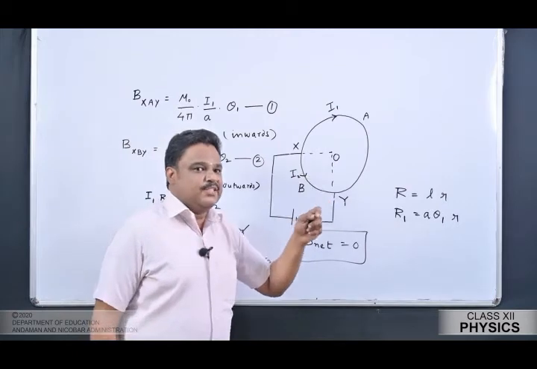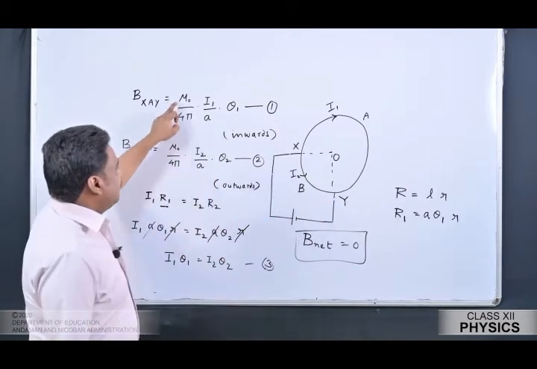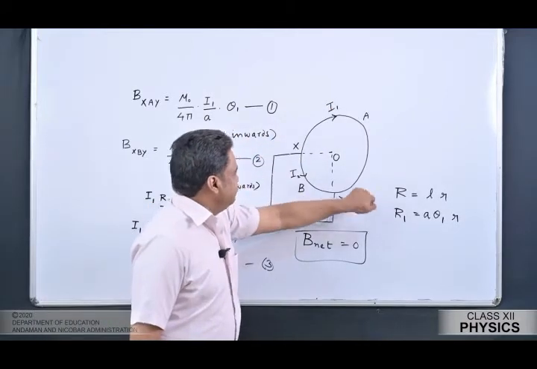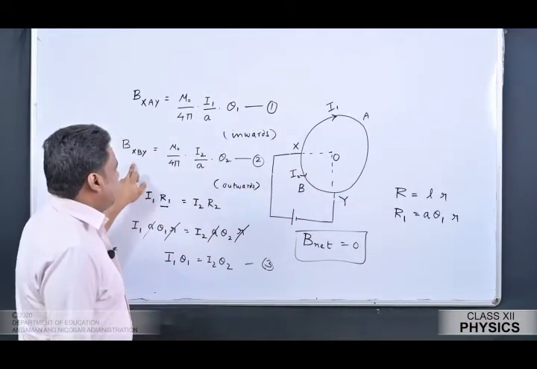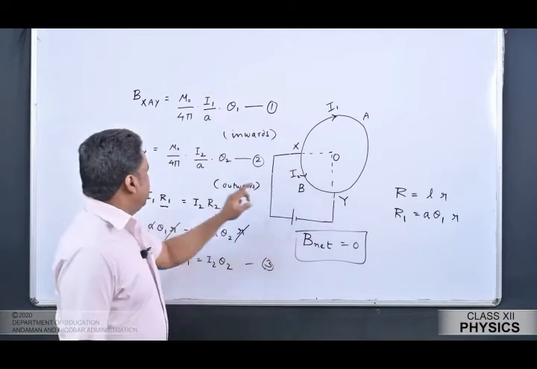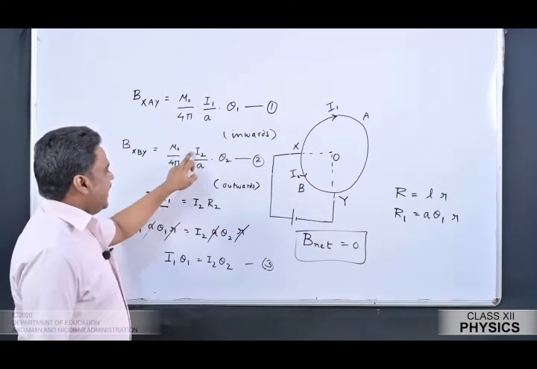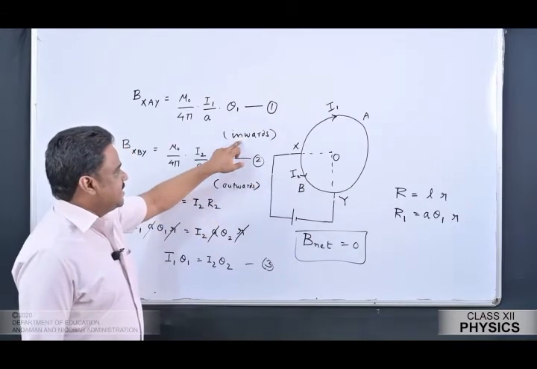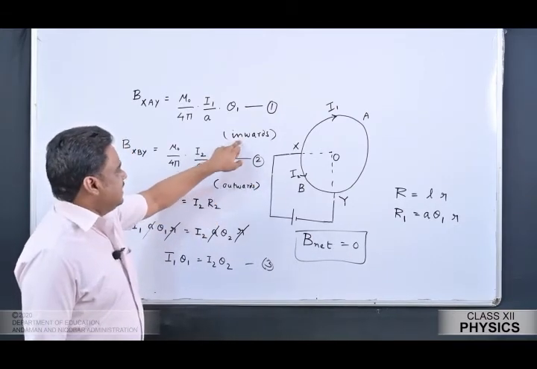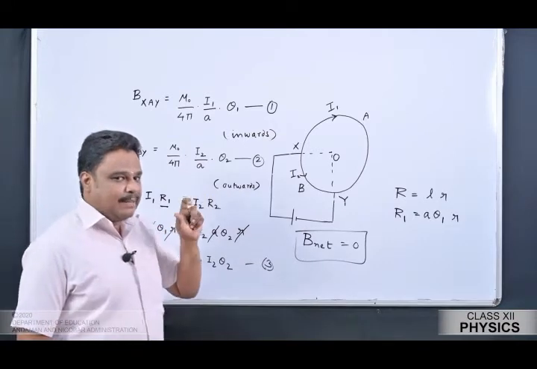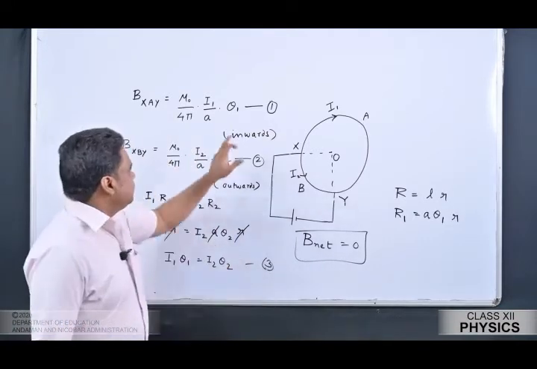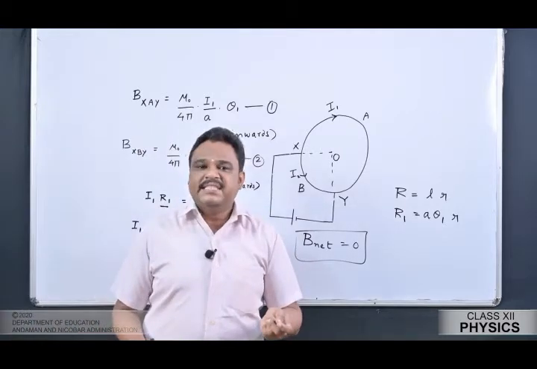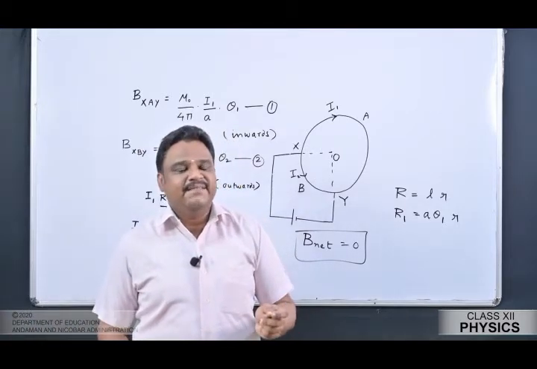The expression for magnetic field is mu naught by 4 pi I1 by A theta 1 for the part XAY. Similarly, the magnetic field for the part XBY will be mu naught by 4 pi I2 by A theta 2. Mark it as equation number 2. What about the direction of the two magnetic fields? One is inward, the other is outward. So by some means, if I prove I1 theta 1 is equal to I2 theta 2, this means our aim is achieved. The magnetic field at the center will be 0.